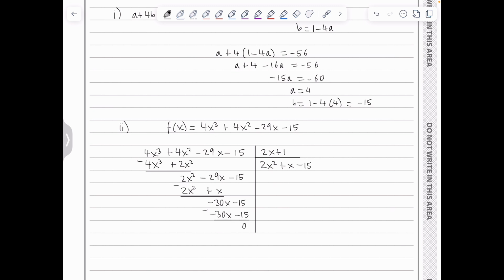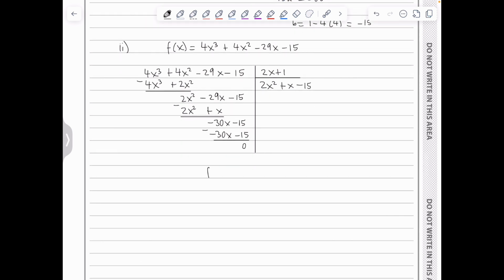of 0 as expected. So at the moment, we have established that f of x is 2x plus 1 times 2x squared plus x minus 15. Well, we've been asked to fully factorize the expressions, so I will proceed in factorizing the given quadratic. So it's going to be 2x plus 1 times 2x minus 5, x plus 3.